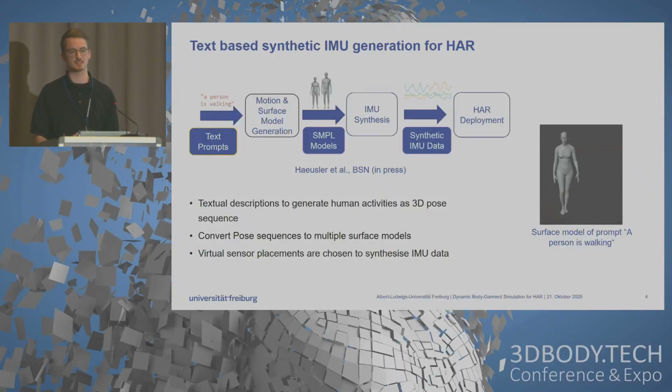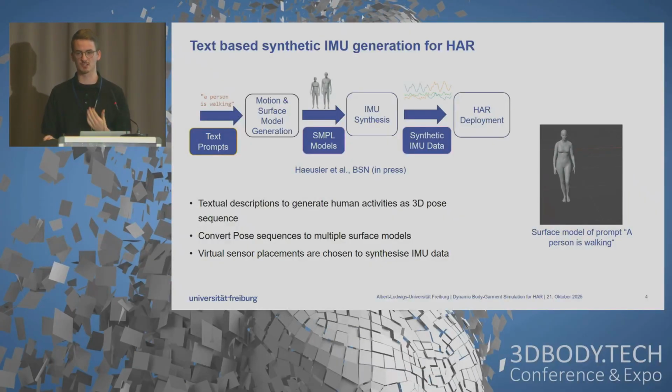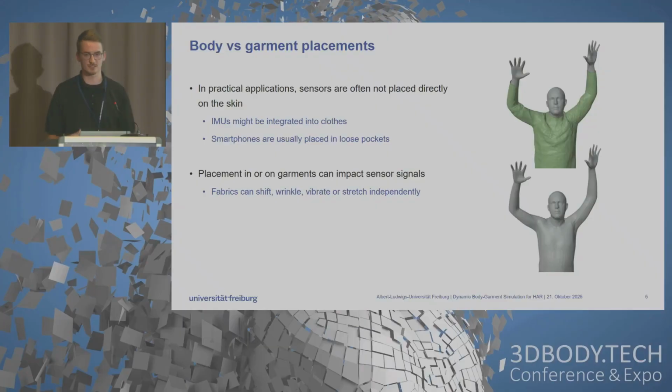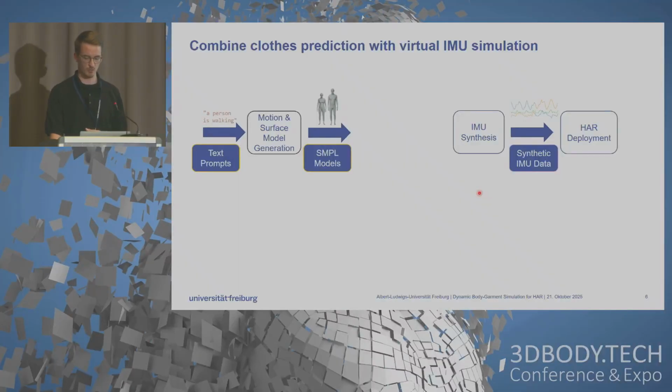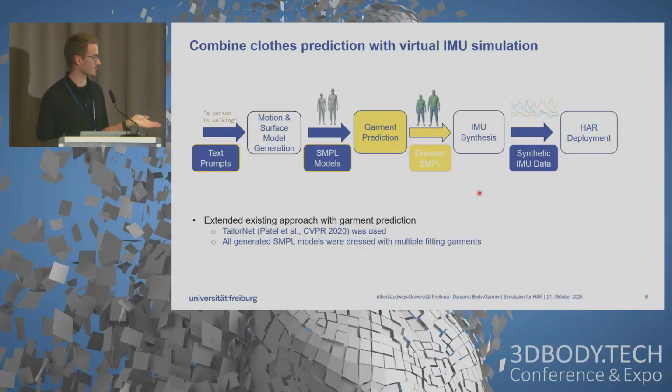When we have these sensors integrated in our smartphones, we don't have our smartphones glued to our skin. When you have these loose placements, there's inertia, and the fabric can wrinkle, stretch, or vibrate. So there are a lot of effects which would not be modeled if we just placed the sensor on the human surface. And now we will do one extra step, so we will also have some garment prediction. Overall, this is the whole pipeline that we have.